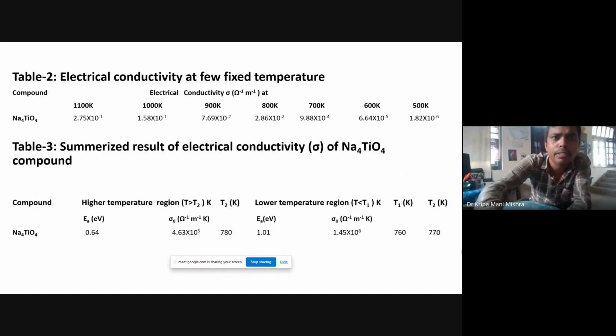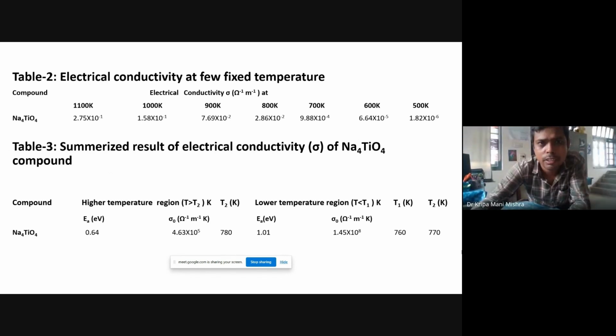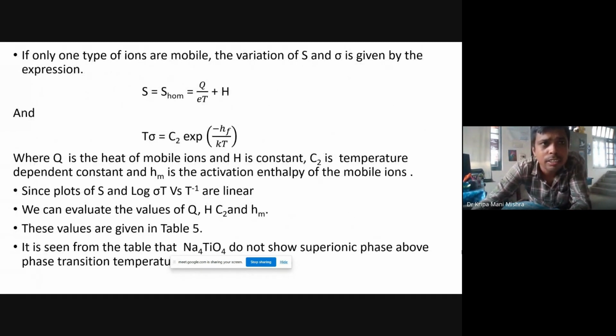This is the electrical conductivity data of the Na4TiO4 compound. This is the thermoelectric power data and the temperature-dependent constant and mobile ion enthalpy. This is the data. We calculate thermoelectric power and log sigma T from this formula, where Q is the heat of the mobile ions and H is a constant.